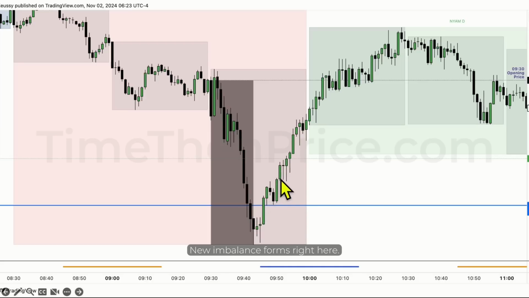New imbalance forms right here. That was again a buying opportunity. But why are these imbalances functioning as support on price? Because we already saw manipulation lower into a key level, that hourly imbalance, at the right time after 9:30. And we can anticipate, therefore, that we're likely going to target buy-side liquidity, which is resting above these highs next.